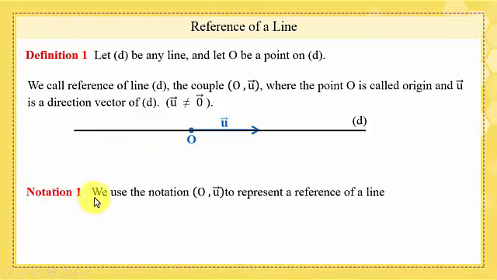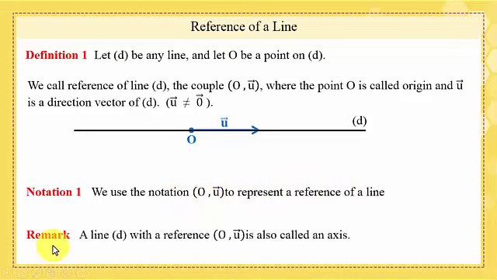Notation 1. We use the notation (O, U) to represent a reference of a line. So this is the notation of a reference. A remark: a line D with a reference (O, U) is also called an axis.